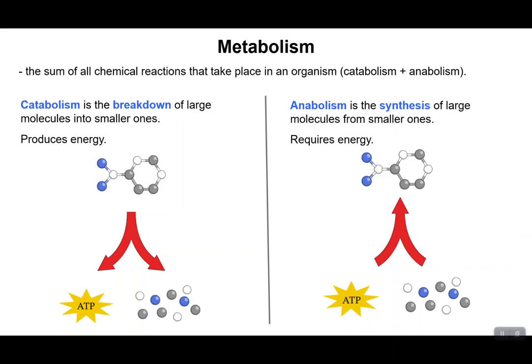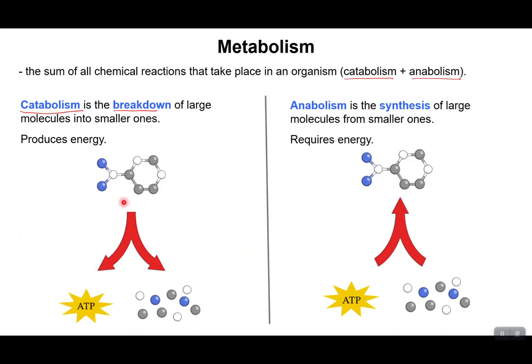In this video, we're going to look at a very brief overview of metabolism, specifically focusing on catabolism. Metabolism is the sum of all chemical reactions that take place in an organism. This means it includes catabolism, which is the breakdown of large molecules, and anabolism, which is the reverse process, the synthesis. Here I'm showing you a depiction of each.